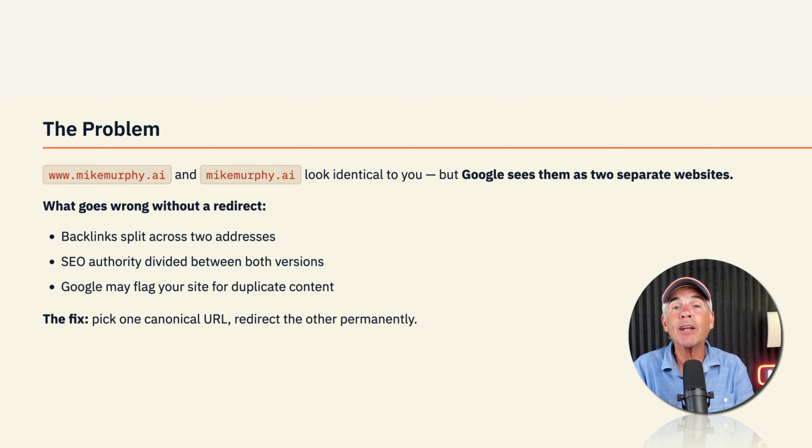The fix, so Google stops penalizing you for having two websites when you really only have one and you had no idea you even had a problem in the first place, is that you must pick one main URL for your website. This is known as the canonical URL. It doesn't matter if you pick the www or the root or the naked domain version, but you must pick one and then redirect the other.